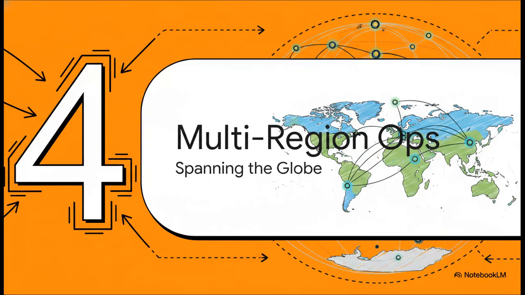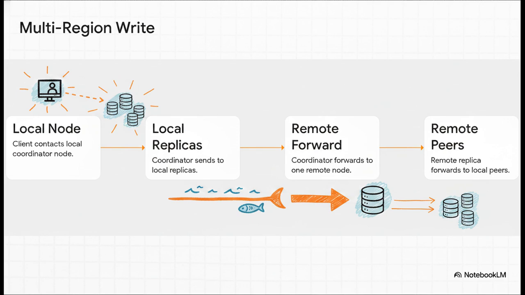Next up, let's talk scale. Multi-region operations, spanning the globe. Now, let's zoom out. What happens when we take this highly resilient, leaderless architecture and stretch it across the globe? Leaderless databases are exceptionally good at multi-region operations, spanning different data centers across completely different continents. Let's walk through how systems like Cassandra and ScyllaDB handle this to avoid crushing the internet with redundant traffic.